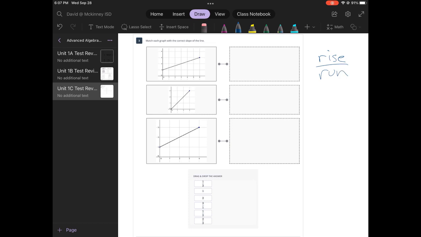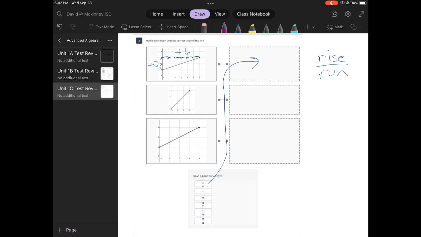I'll start at the lower of the points. Looking at this first graph, I'll rise 2, and then I will run 6. Up in the positive direction 2, sideways to the right in the positive direction 6. So that is a positive 2 over a positive 6. If I put this into Desmos, it'll reduce it for me to 1/3. I look down in my answer choices. Do I have a 1/3? I do, in fact. And I will go ahead and insert that there.